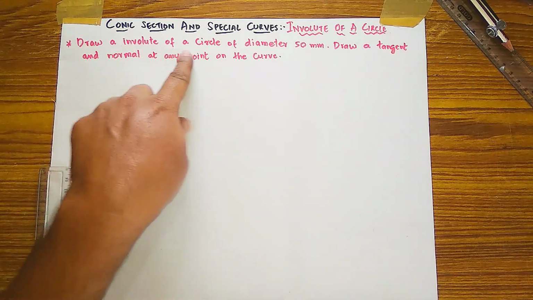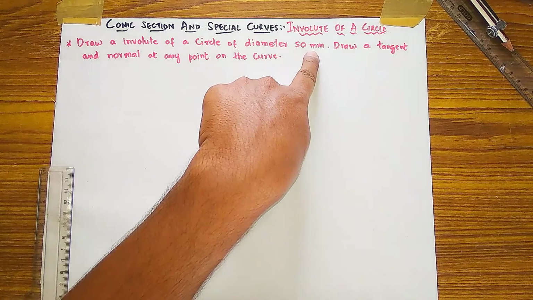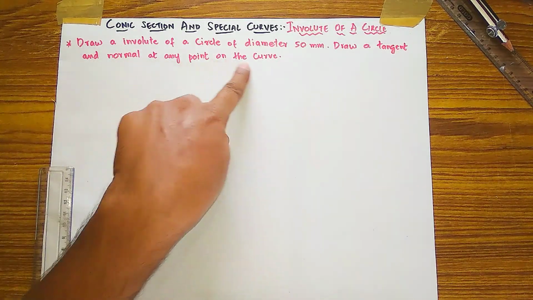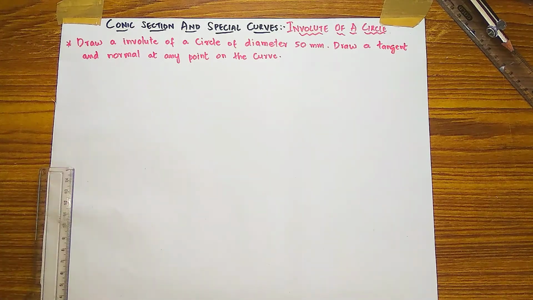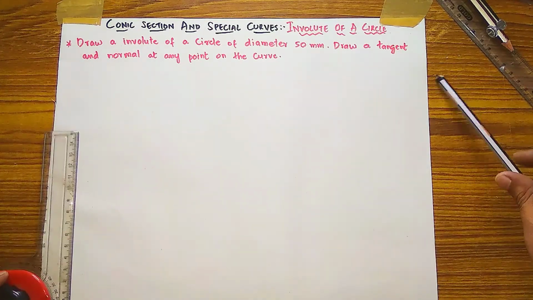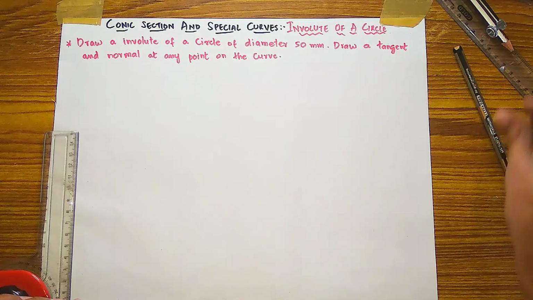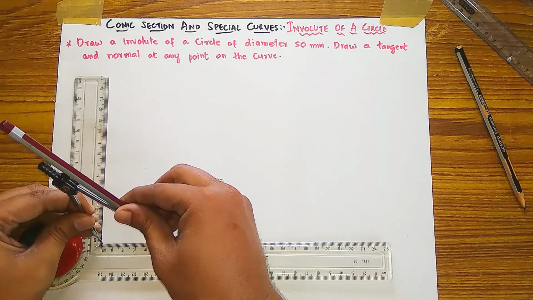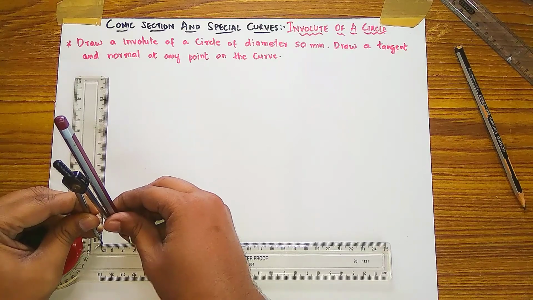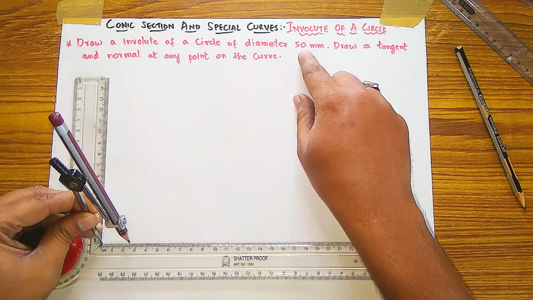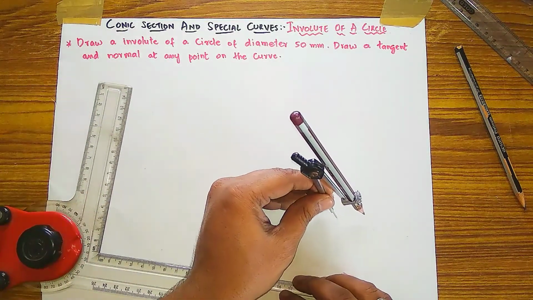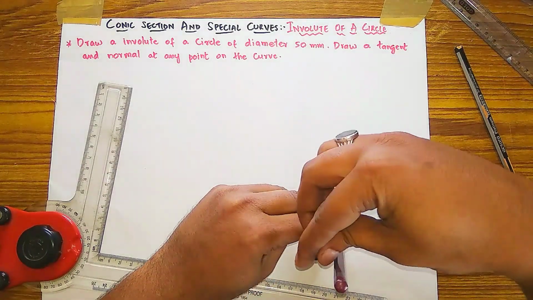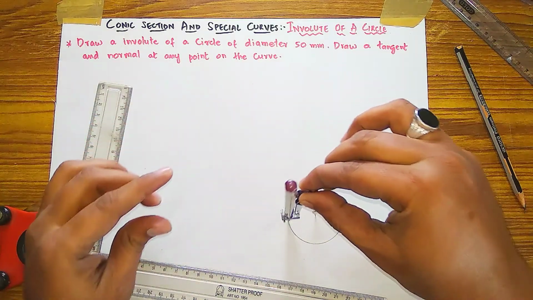Draw an involute of a circle of diameter 50 mm. Draw a tangent and normal at any point on the curve. So how to draw this? I am going to show you. The diameter given is 50 mm. So to draw a 50 mm circle, you have to take 2.5 centimeter, half of the diameter. Take 2.5 and draw a circle like this.